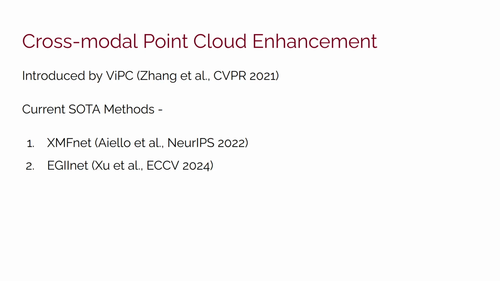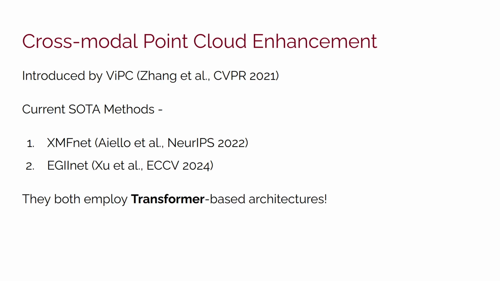And the second state-of-the-art method, which kind of surpasses XMFnet as well, is EGNet, which came out last year. And this uses something called a style transfer mechanism, which was initially introduced for image art generation back in 2015, I believe. And the thing that is common between these models is that they are mostly transformer based architectures, which basically use some sort of attention to perform the task.